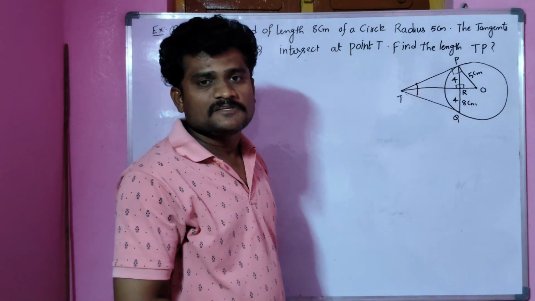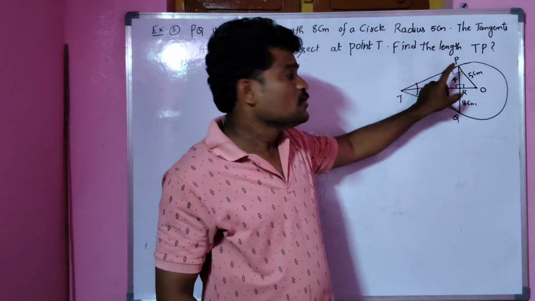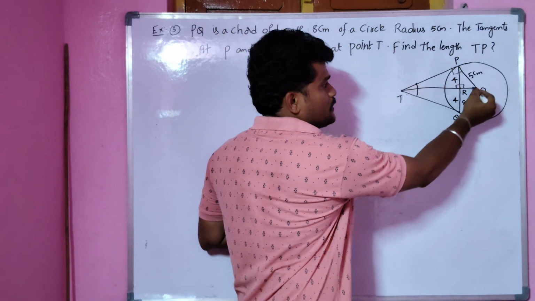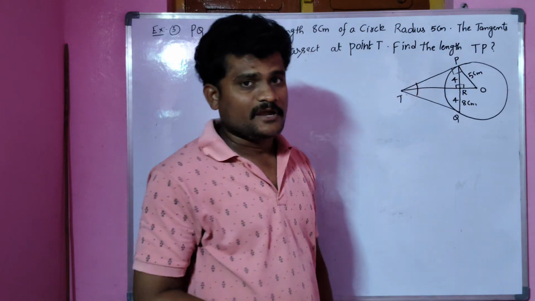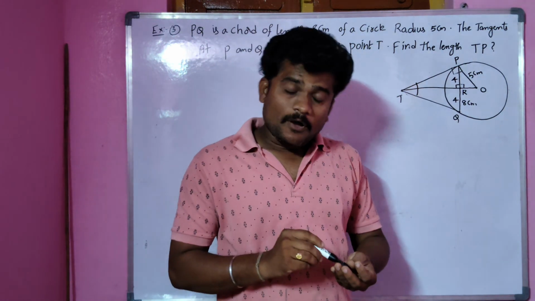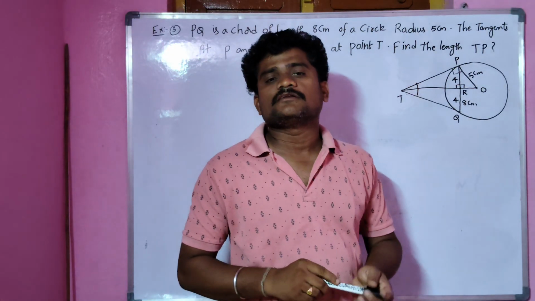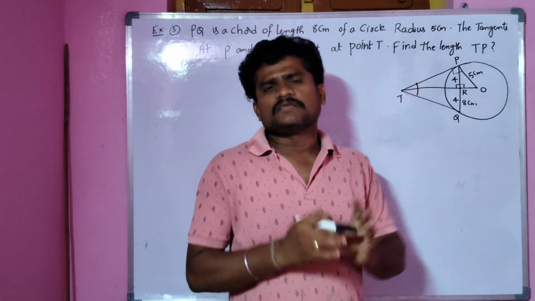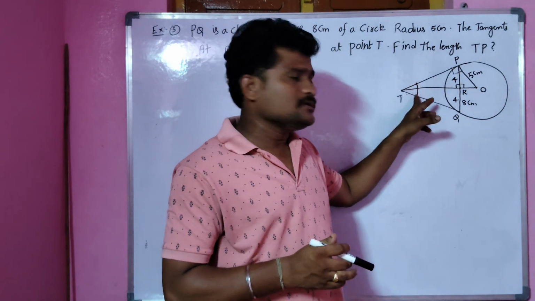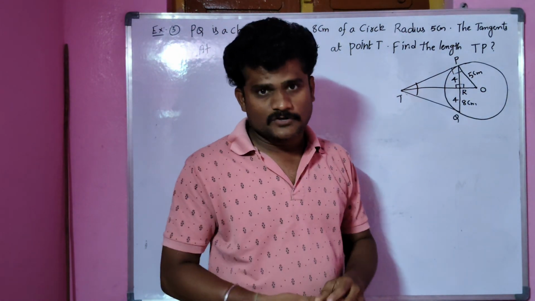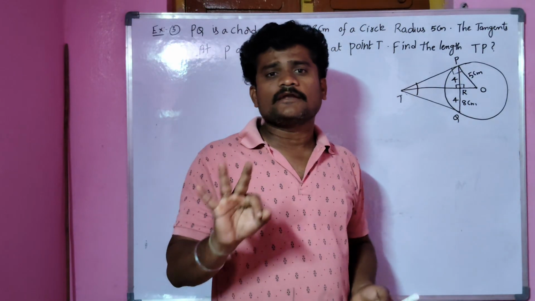That means radius is always perpendicular to tangent. Here we have 90 degrees, and this is OPT. OPT is also a right angle triangle only. That means totally we have three right angle triangles. If you apply Pythagoras theorem for these three right angle triangles, then we will get the answer. The simple thing, by joining OT, we will get two right angle triangles, and also we have one more right angle triangle. Simple thing, three right angle triangles.